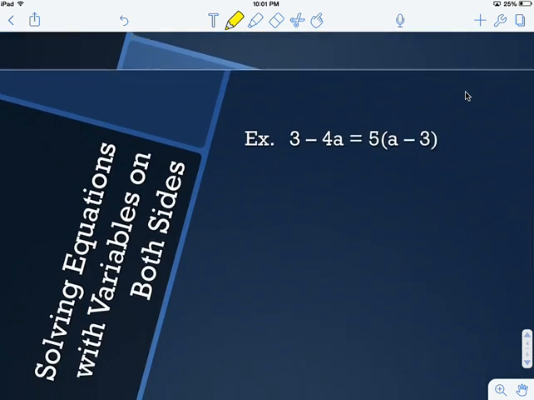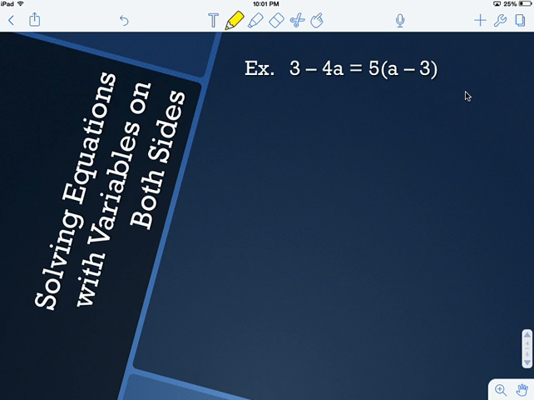My next example is very similar again, except this time we're bringing back the parentheses. I'm going to start by drawing in my algebra wall, and before I move anything over, I need to take care of those parentheses. So I'm going to distribute the 5. 5 times a is 5a. 5 times negative 3 is negative 15. The left side is just going to stay exactly how it was, 3 minus 4a.